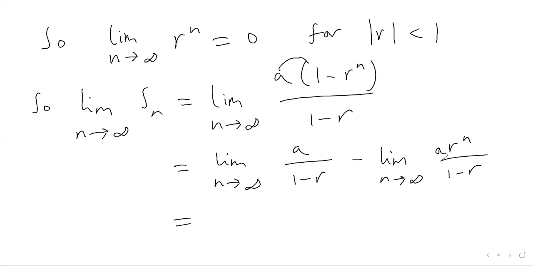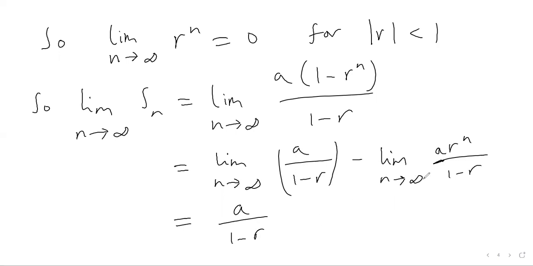I'm just writing that here. So we're going to split the fractions too, and we're going to take limits of both fractions. When you take the limit as n tends to infinity of this first fraction, there's no variable letter n involved in this fraction. So that's just that number there. So we get this a over 1 minus r.